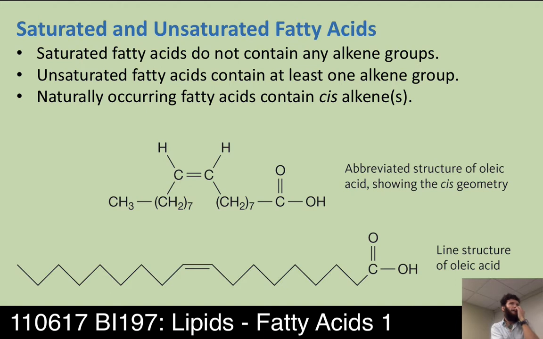So here is a structure of oleic acid, which is a type of fatty acid. It's got a long carbon chain of what? 14, 15, 16, 17, 18 carbons, and an acid on the end. And then at the ninth carbon, there is a double bond between the 9th and 10th carbon, counting C1 at the methyl group on the left. All right? So we see the abbreviated structure and the line structure of oleic acid.